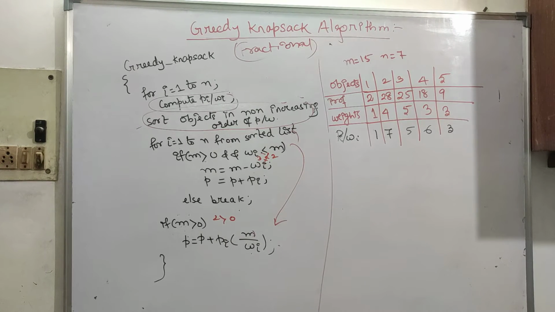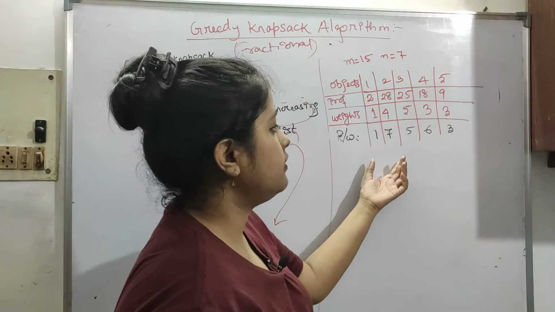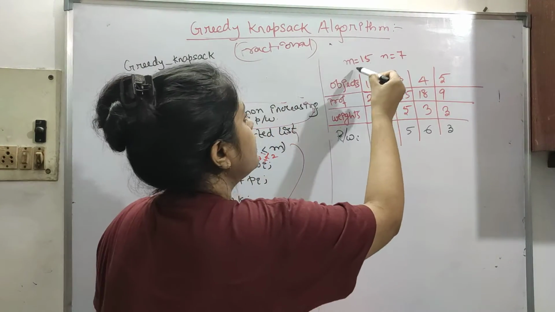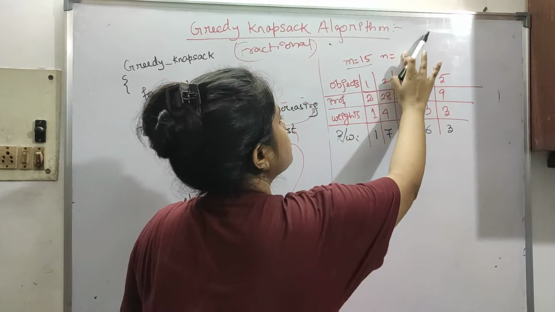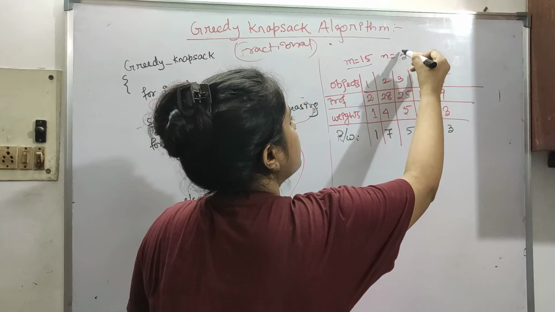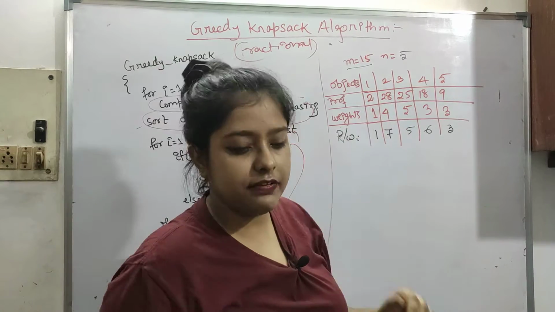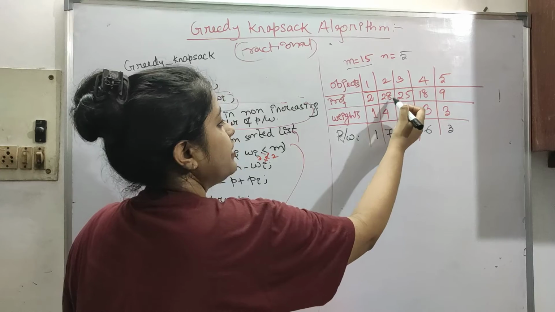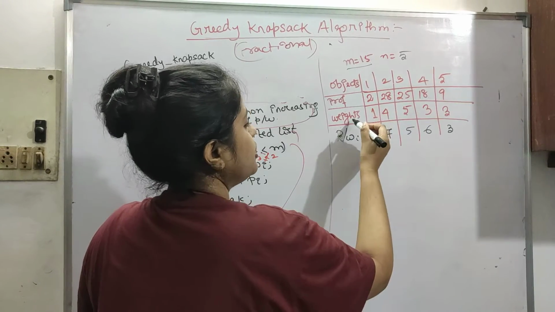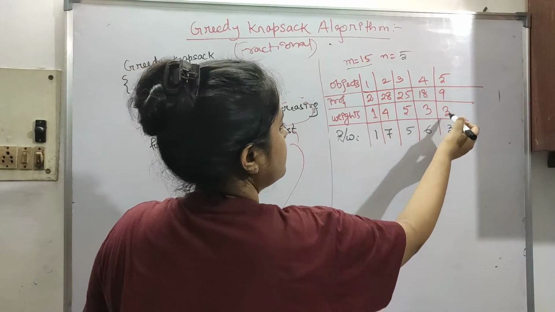So now again, this next question is taken. Here the total capacity of the knapsack is 15. Seven was the previous one. Now the number of objects is 5. Its profits are given as 28, 25, 18, 9, then weights 1, 4, 5, 3 and 3.